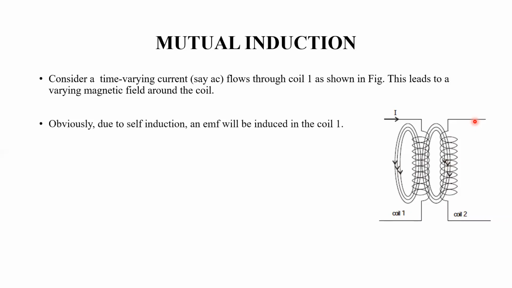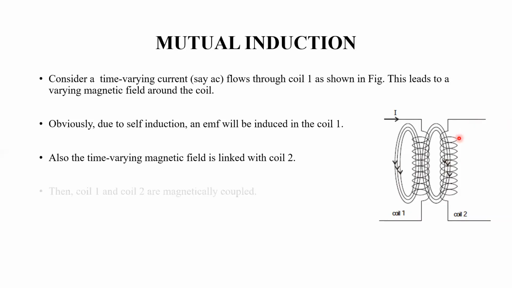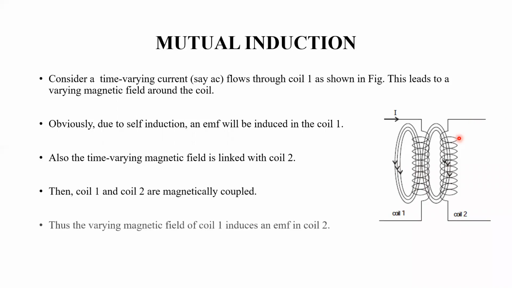Obviously, due to self-induction, an EMF will be induced in coil 1. Also, the time-varying magnetic field is linked with coil 2, as I told you. Then coil 1 and coil 2 are magnetically coupled. Thus, the varying field in coil 1 induces an EMF in coil 2.